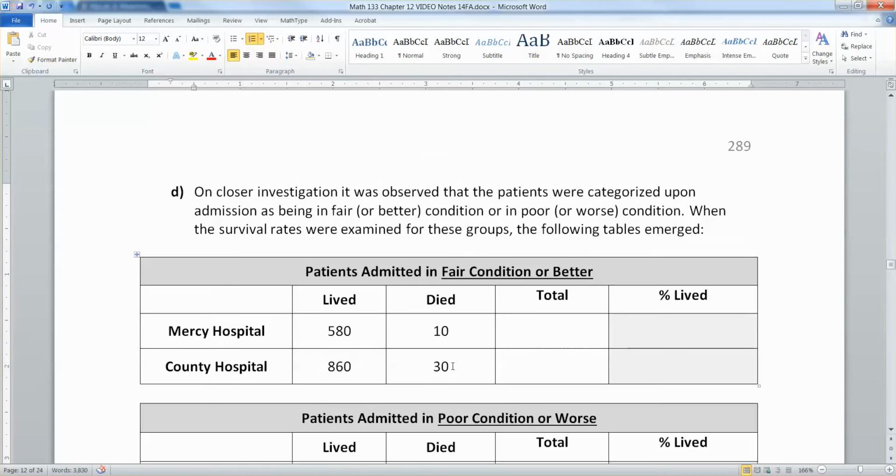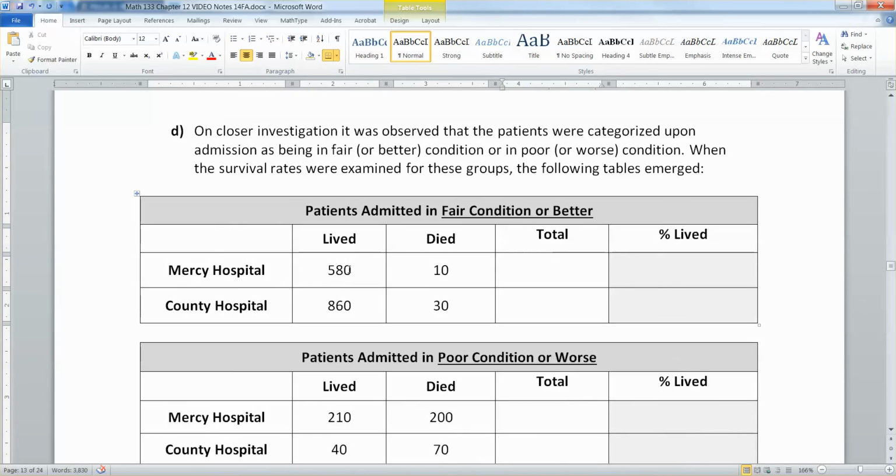All right, now on closer investigation, it was observed that the patients were categorized upon admission as being in fair or better condition, or poor or worse condition. So if you were in fair condition, that's one scenario. If you were in bad shape, that's poor. When the survival rates were examined for these groups, the following table emerged.